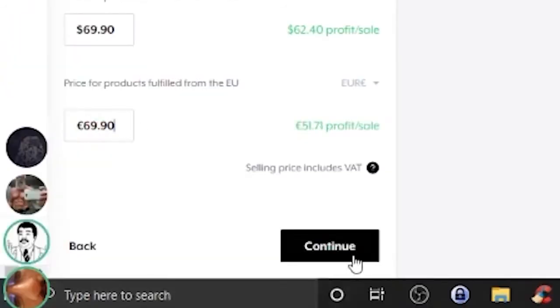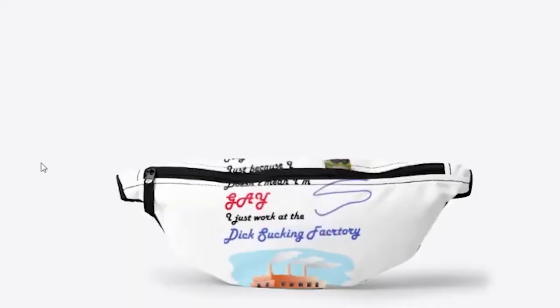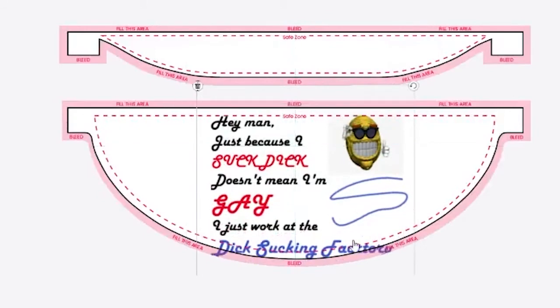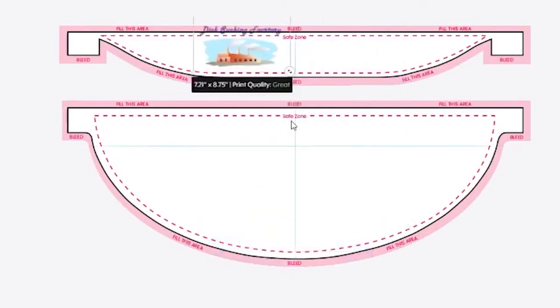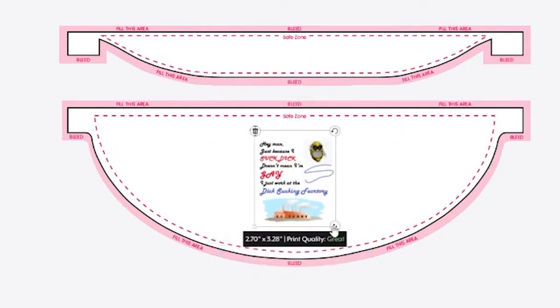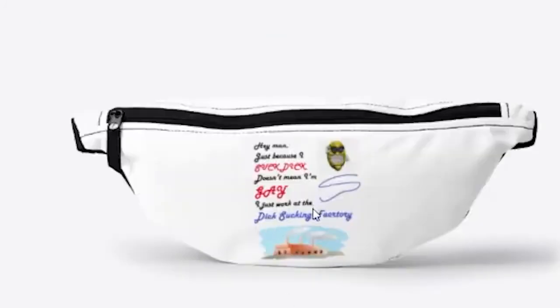Fanny pack. Do a fanny pack. Oh my god, it cuts off, man. Hold on, let's see if we can minimize it. Can you scale it? Yeah, you should be able to scale it. Have it really tiny. What does it look like with it this tiny? That kind of works, actually. Yeah, it's alright.